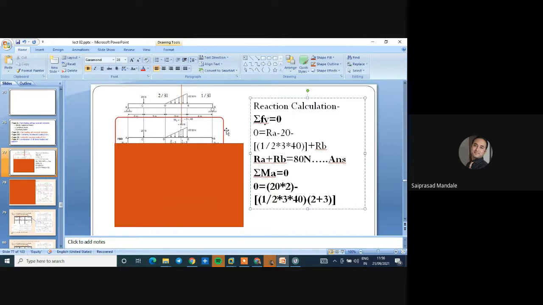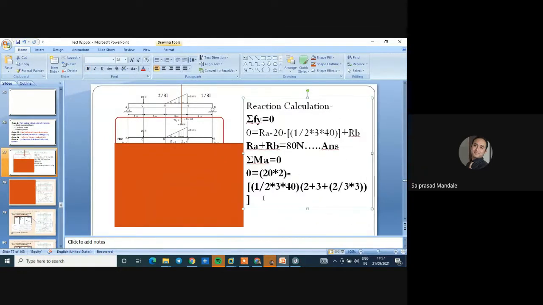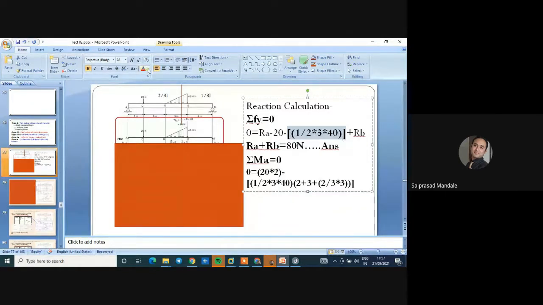So it is 2/3 of L. So I am writing here a plus, then I am going to give a bracket, 2/3 of length. Length is 3. This is important as a part of separate load. Then this is also important as we are dealing with the UVL.